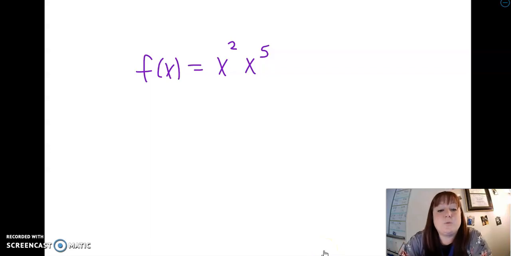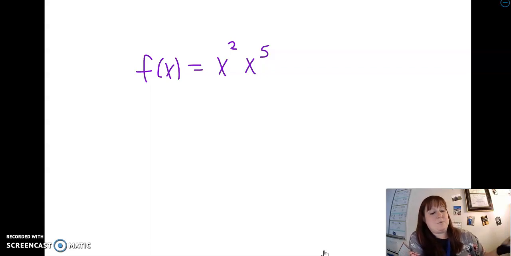We're talking about the product rule today, and basically what the product rule does is it helps us take the derivative when we have two functions multiplied together. So you see these two functions here, x squared is a function, x to the fifth is a function, they're multiplied together. And we want to find the derivative. And we know how to find this, right? We know how to find this.